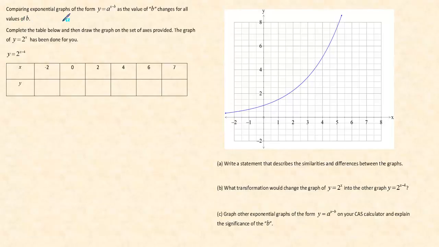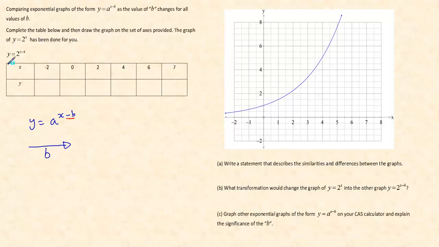So now we're going to look at exponential graphs of the form y equals a to the x minus b. Now from work we've done previously on graph transformations, we'd expect a b directly next to the x like this being subtracted to be a horizontal translation of b units to the right when b is positive, so we have x minus b.